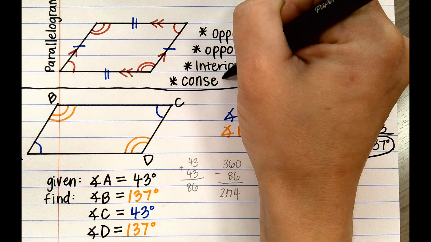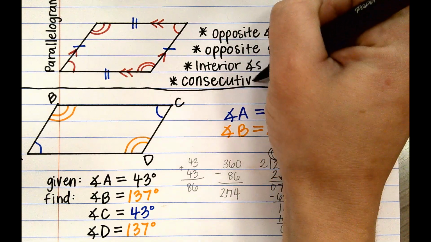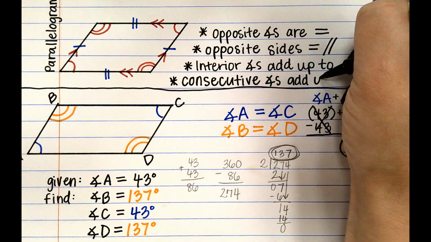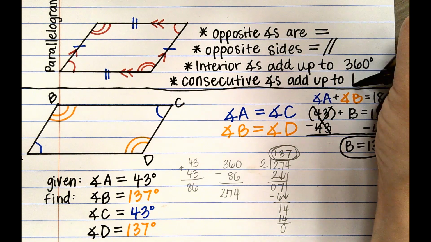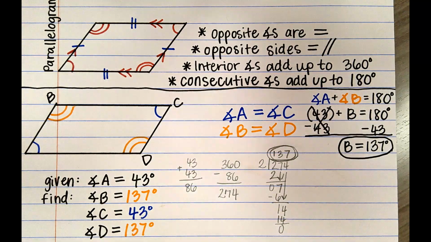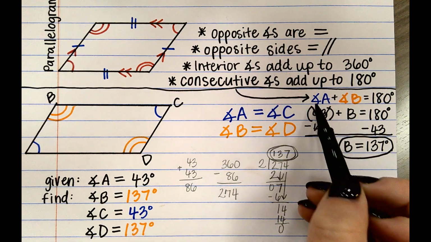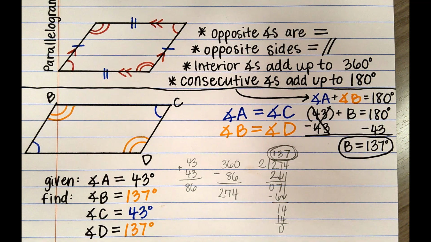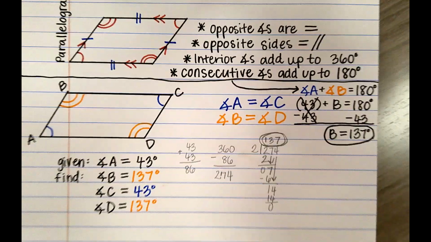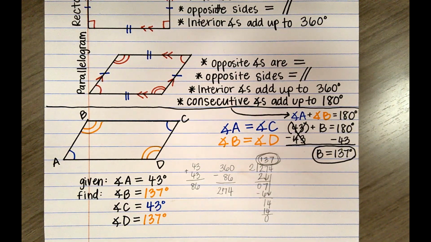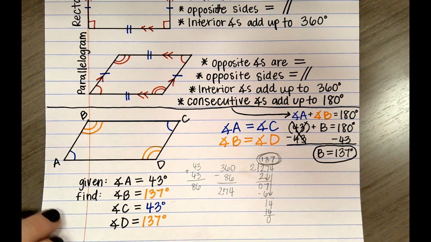Consecutive angles add up to 180. So over here where I said A plus B is 180, just to remind us what consecutive means: angles that are right next to each other. Okay, so this is the basic idea of today's lesson. These concepts. Now we're going to make it harder.